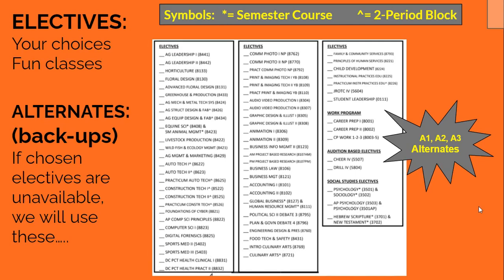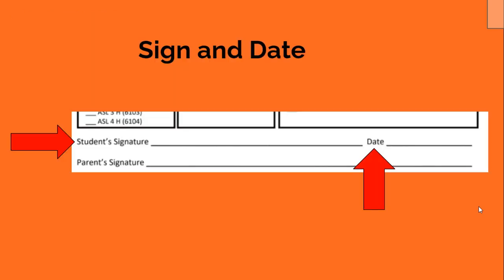We're also going to have you choose 3 alternates. If your electives are not available, we're going to use these alternates to fit in for those that are not available. And you're going to label your alternates A1, A2, and A3. Finally, you're going to sign and date your form.